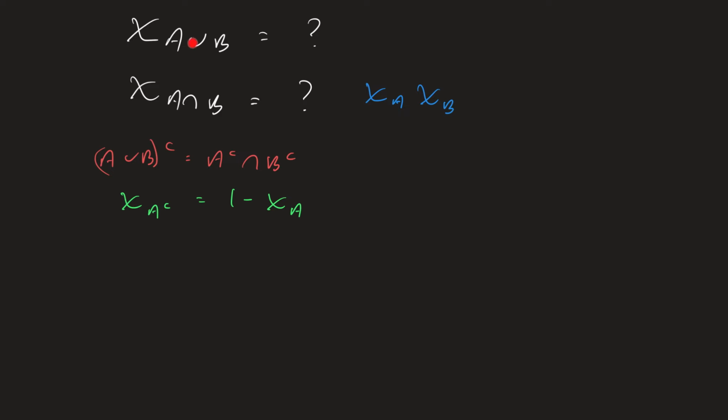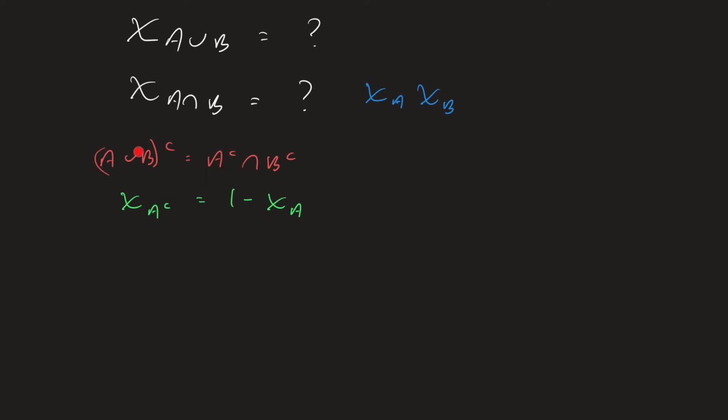To find this one directly is a little bit tricky, but we know that the complement of A union B is equal to the intersection of A complement and B complement. This can be seen by drawing a picture. If something lies outside both A and B, then it must be outside of A and it must also be outside of B. And conversely, if something lies outside of A and also lies outside of B, then it must be outside both A and B.